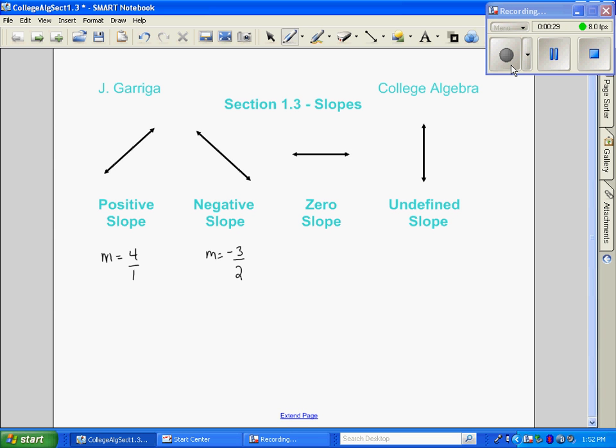Next, we look at a slope of 0. The fraction for that may be m equals 0 over 2. An example of an undefined slope may have a fraction that comes out to be m equals 5 over 0. Those are just basic classifications of the slopes that we will see.